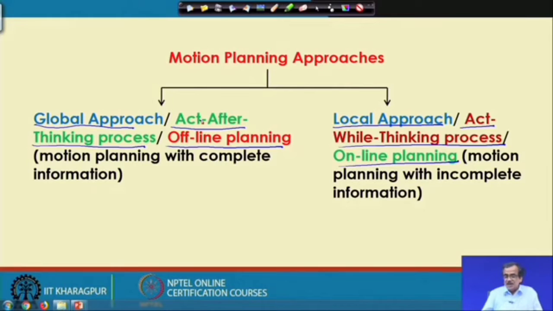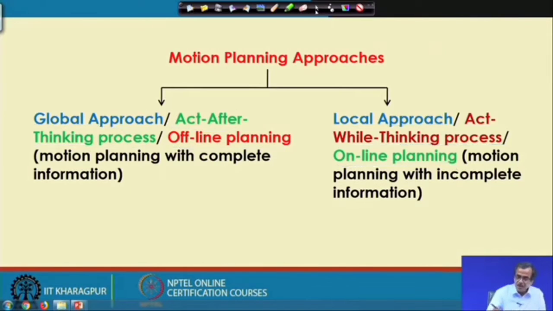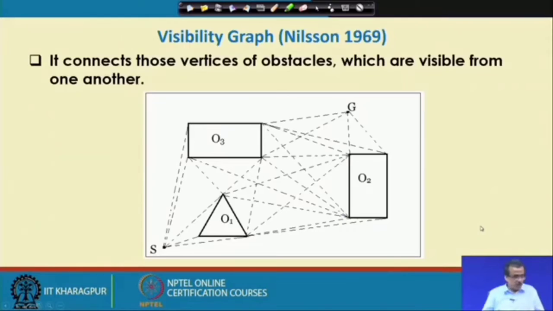Okay. But supposing that I have some moving obstacles in the environment, the environment is dynamic. So, this environment is your unstructured environment. So, you will have to go for the local approach, or act-while-thinking process, or online planning. Now, let us try to explain the principle of both the global approach and the local approach.